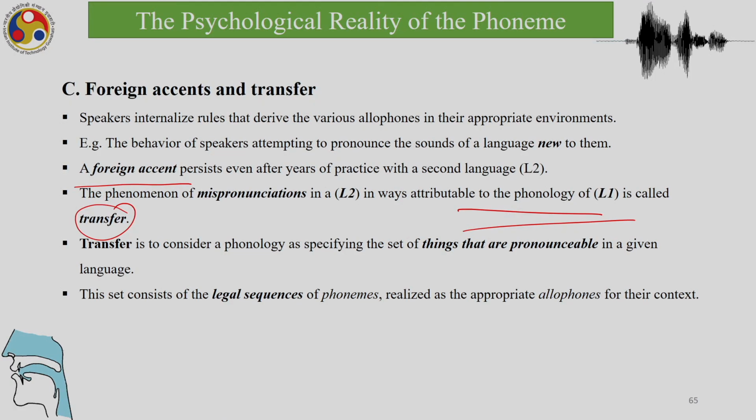Transfer is to consider phonology as specifying the set of things that are pronounceable in a given language. The set of things that are pronounceable are the legal sequences of phonemes which are realized as the appropriate allophone. The sequences of phonemes in one language can be realized as certain allophones which are appropriate in that context for those speakers learning a second language.